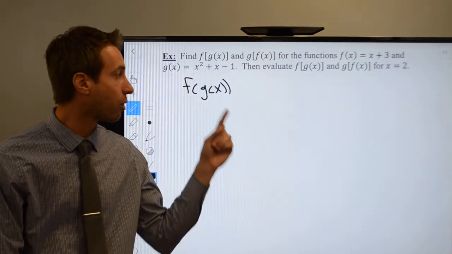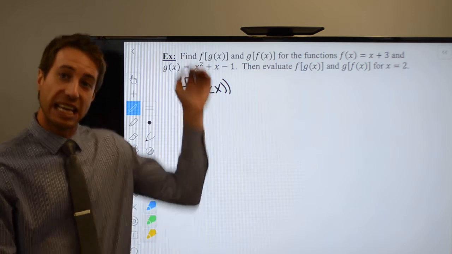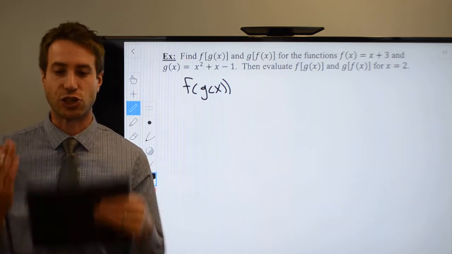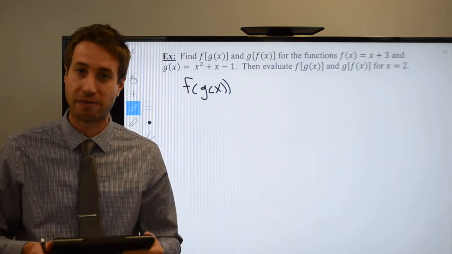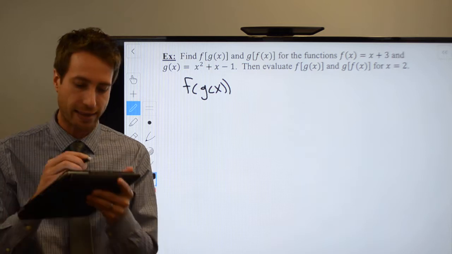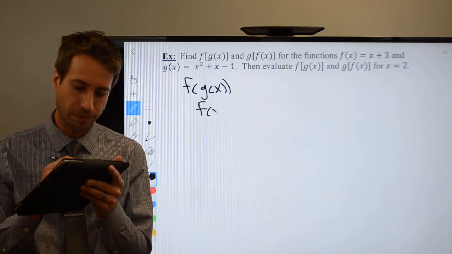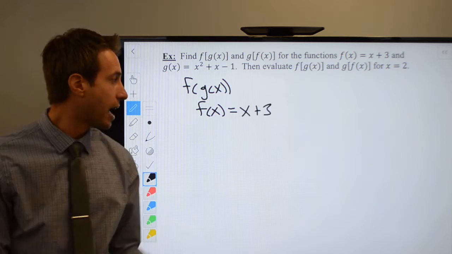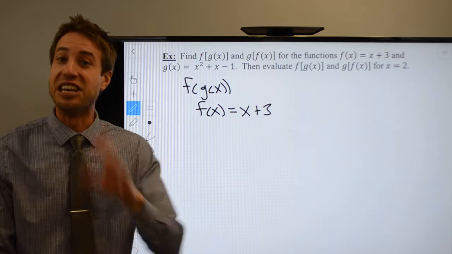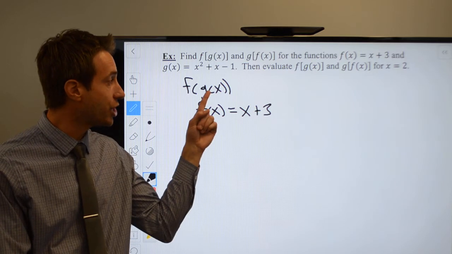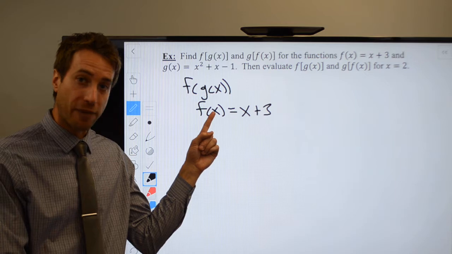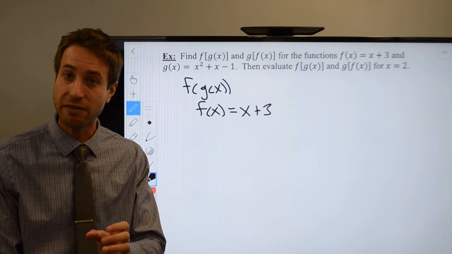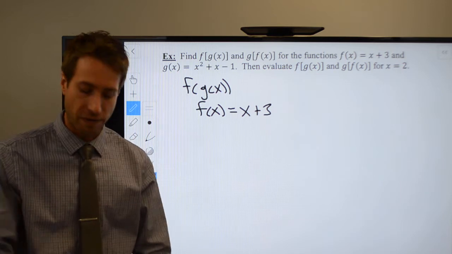I am going to plug the function g of x inside the function f of x. So, since g of x is getting plugged into f of x, I need to start with f of x, which is x plus 3. So, f of x is equal to x plus 3. Now what I'm going to do is plug g of x into f of x. So everywhere I have an x, I'm now going to plug in the domain value g of x.